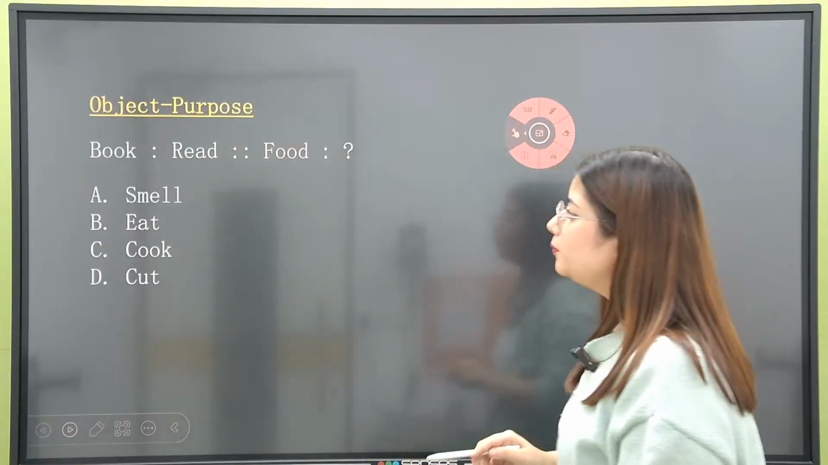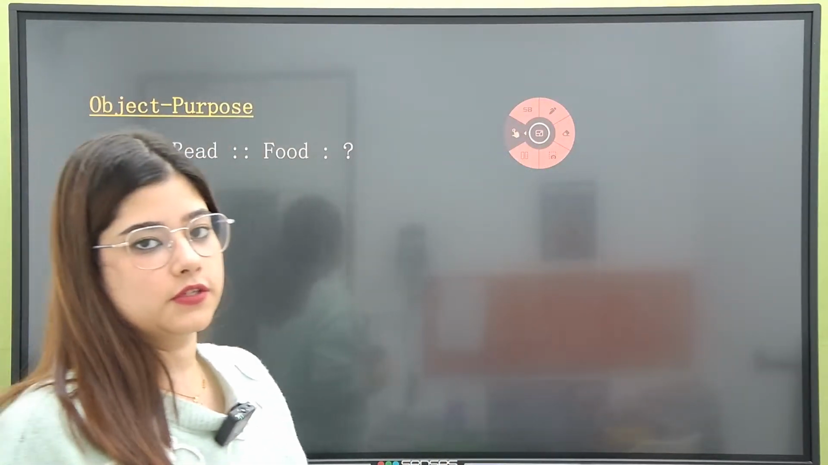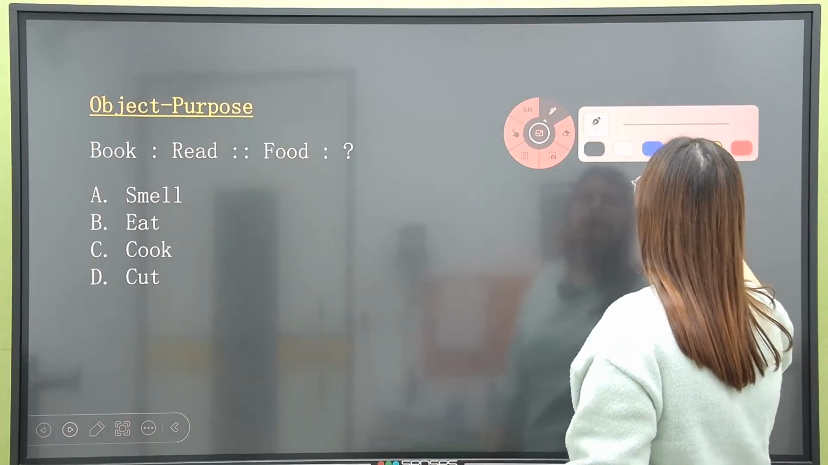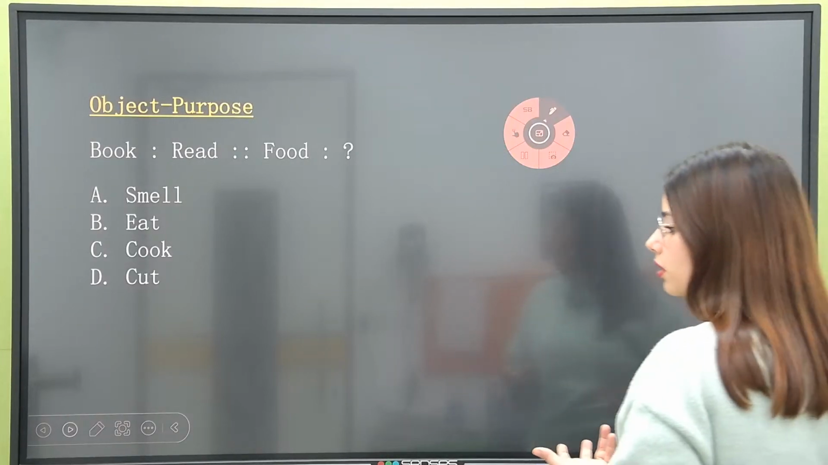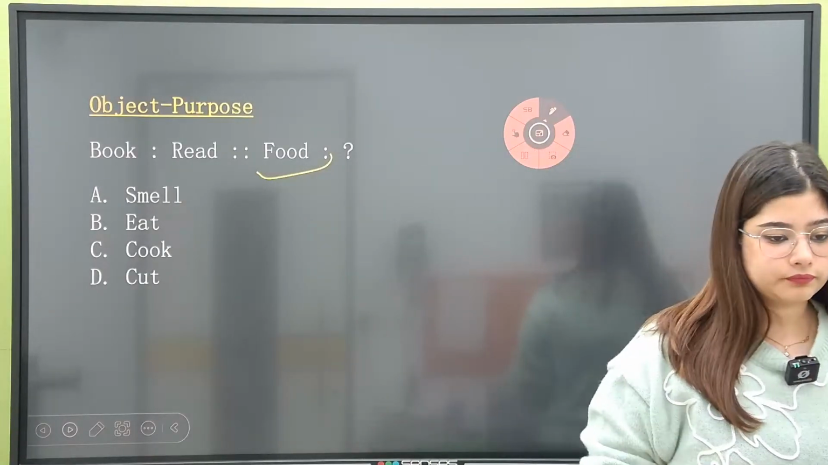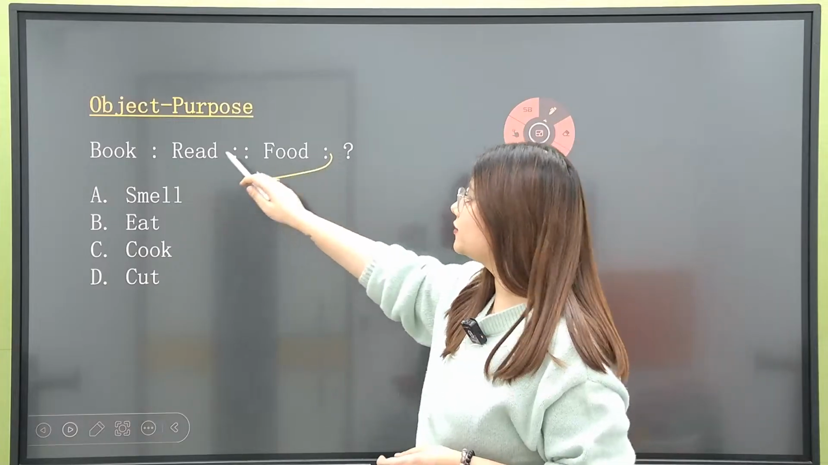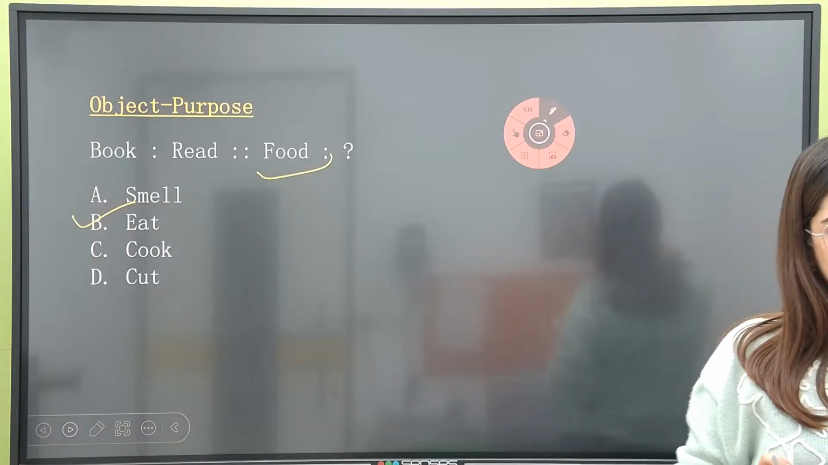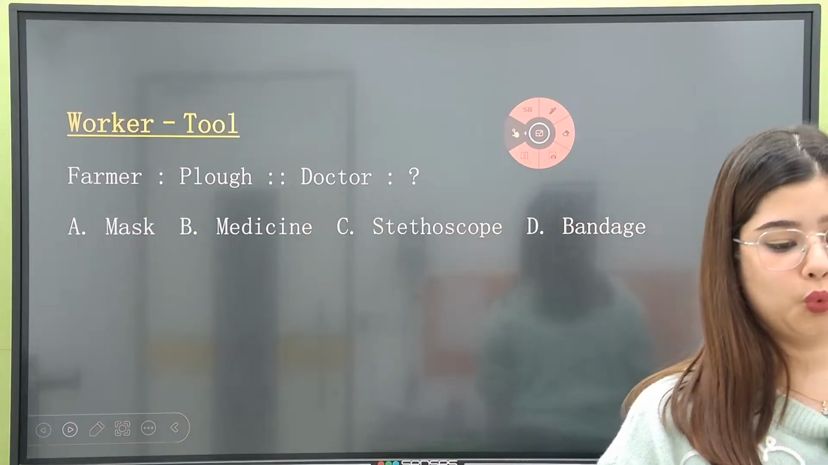Next, object purpose. A particular object and the purpose it serves. What is the purpose of that object? Book is to read, such as food is to. So we read a book, and we eat food. The purpose, we eat food. So book is to read, such as food is to eat. Option B would be the correct option.